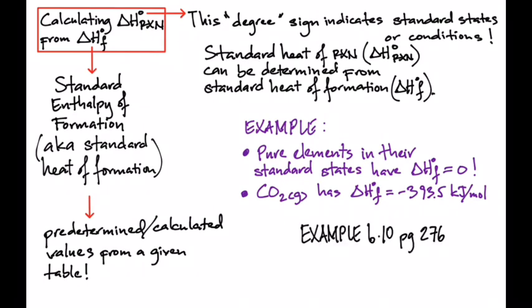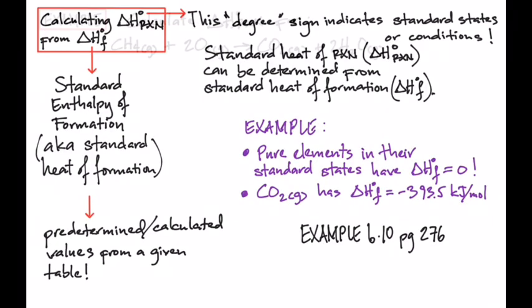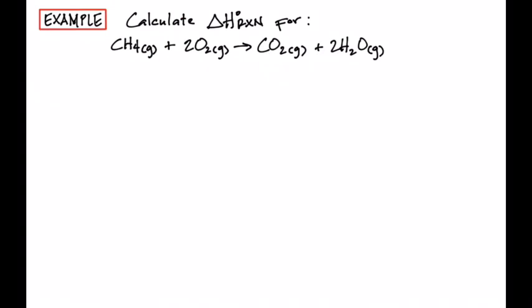So let's look at an example and how we can use a given table to calculate the delta H of reaction. All right, so for this one, calculate the delta H of reaction or standard heat of reaction for this chemical reaction equation shown here. So we have the combustion of methane gas in the presence of oxygen, and this generates carbon dioxide and water. And this is already a balanced chemical reaction equation. So all you have to do now is look at the delta HF values for every single one of these compounds involved in this chemical reaction.